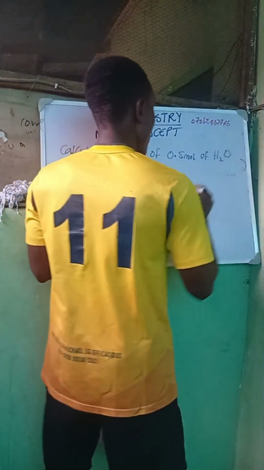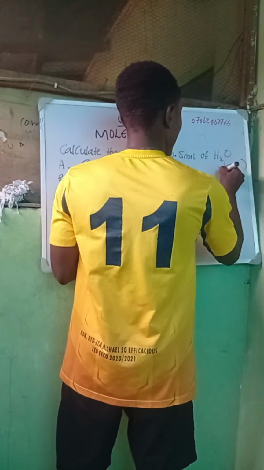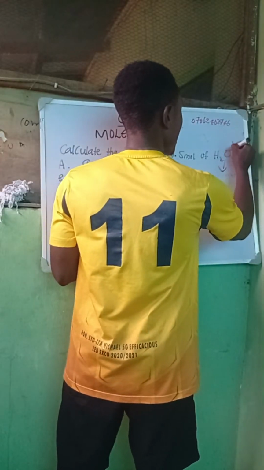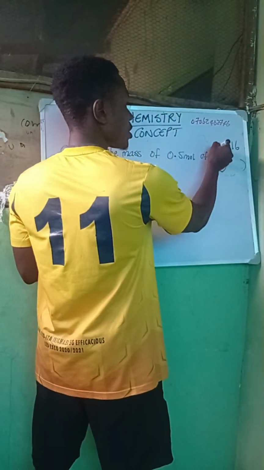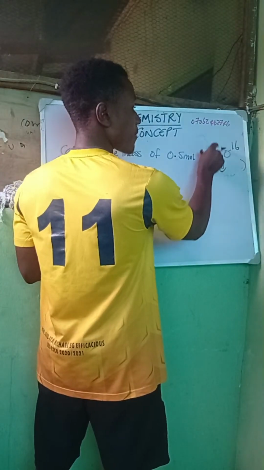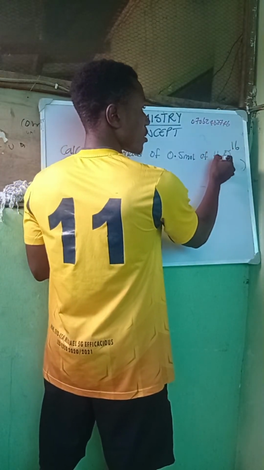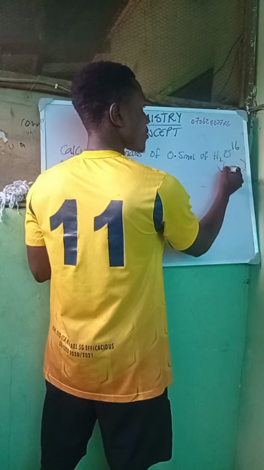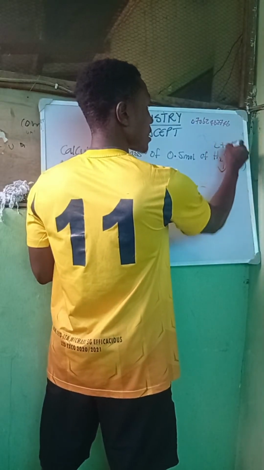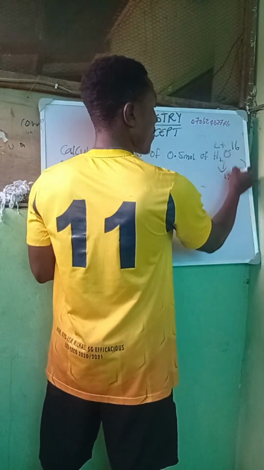So like I said, first of all, you have to get the molar mass. Oxygen here is 16. Hydrogen here is 1. Because it's 2, it's 1 times 2, so sorry. 1 times 2 is 2. 2 plus 16 is 18. So the molar mass here is 18.